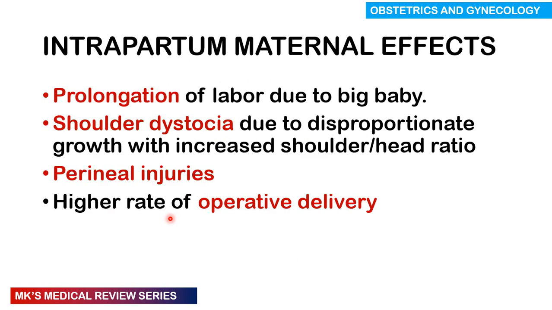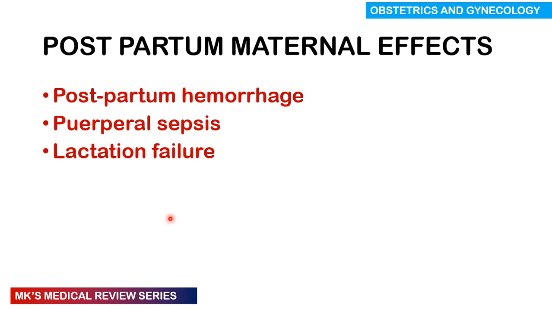Then intrapartum, what are some of the effects? There may be prolonged labor due to a big baby, and shoulder dystocia, where the fetus's shoulder is impacted on the maternal pelvis. This is obviously due to this disproportionate growth and increase in shoulder to head ratio. You may also have some perineal injuries, and higher rates of operative delivery. Postpartum effects are going to include things like postpartum hemorrhage, puerperal sepsis, and even lactational failure.